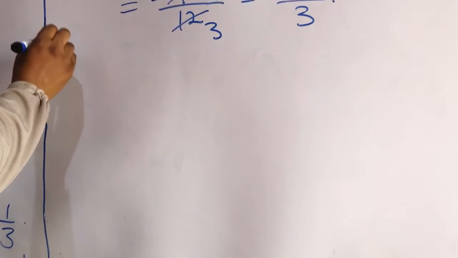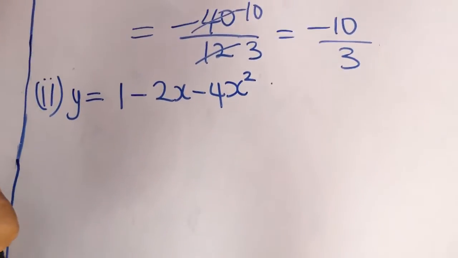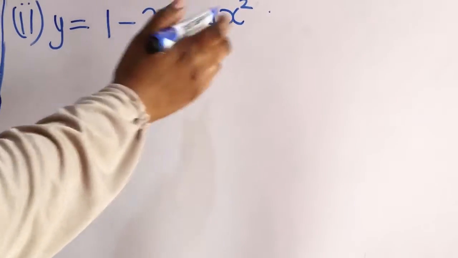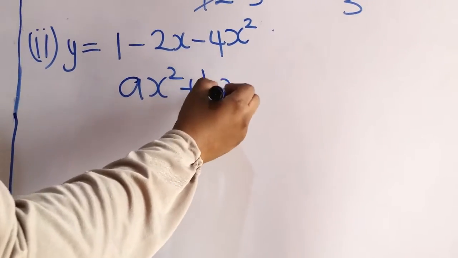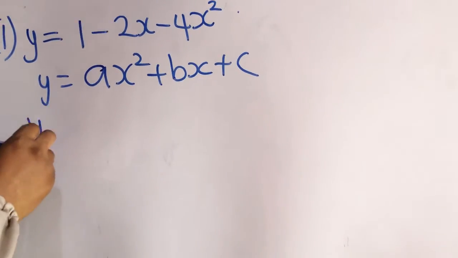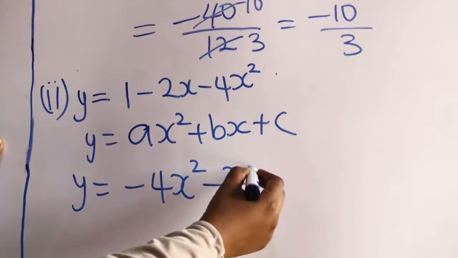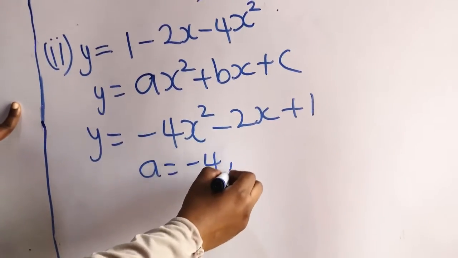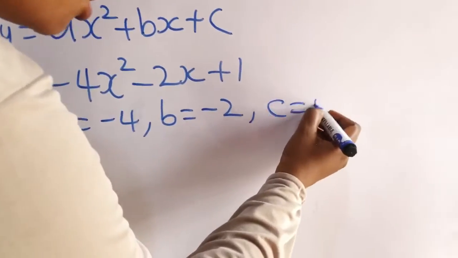So example 2. Y is equal to 1 minus 2x minus 4x squared. So let's arrange it to be in the form of ax squared plus bx plus c. So y is equal to minus 4x squared minus 2x plus 1. Here a is equal to minus 4, b is equal to minus 2, and c is equal to 1.